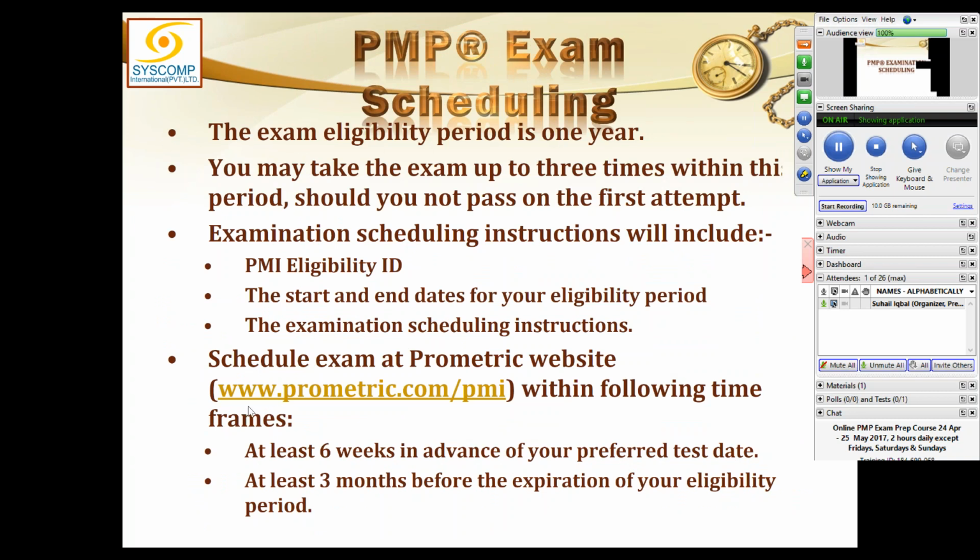If you can see the next slide, you can see a web address there, www.prometric.com/PMI. You can go to this website. This website will get you to a page on Prometric's website. There, it is specifically made for the PMI, and you have to give the login and password, which will be provided when your application is accepted. So that login would be your PMI eligibility ID. PMI eligibility ID will be provided to you when PMI accepts your application. That will also show you the start and end date of your eligibility, the whole 1 year period. And generally, the password is the first 4 characters of your name.